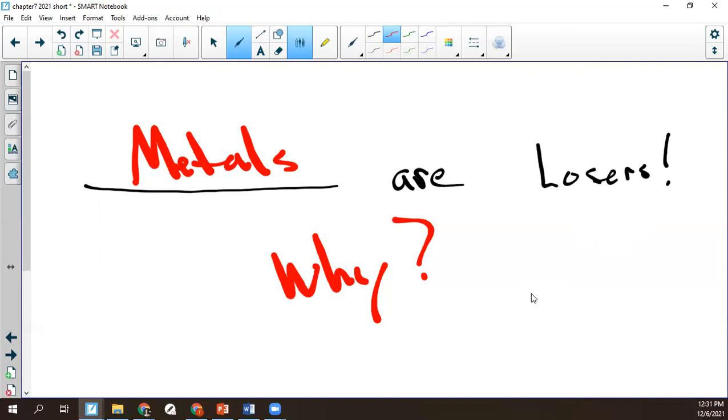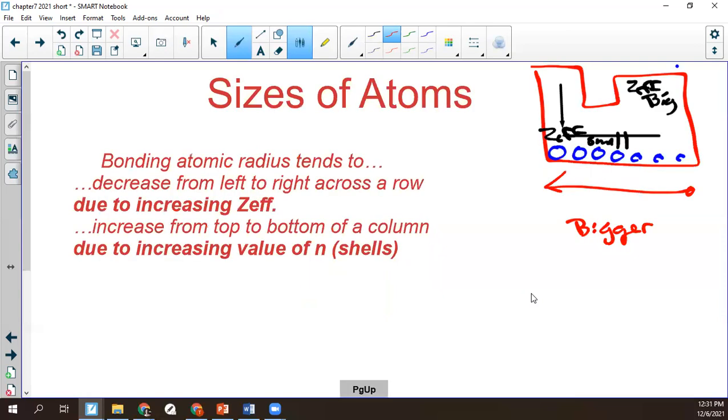Okay, all right, let's come back together. Metals are losers. There's a few ways to say it, but why? Smaller Zeff, bigger size. It's easier to remove an electron. They have no interest in gaining electrons. None. Okay. Zeff helps explain a lot of things.